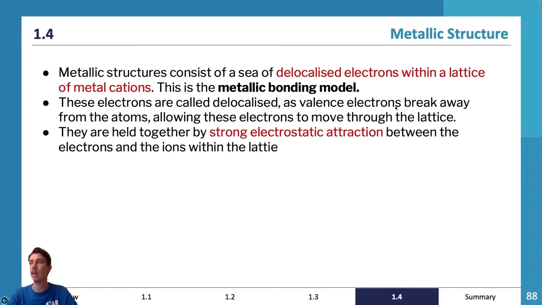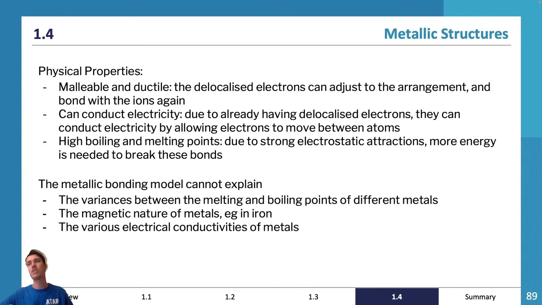They are held together by a strong electrostatic attraction between the electrons and the ions within the lattice. So physical properties: they're really malleable, they're really ductile, so they can be pulled apart, they can be smashed, and so forth. They can conduct electricity due to already having delocalized electrons, so having that charged particle allows the electricity to move throughout, and that's a really important point. They have high boiling points and high melting points, due to the strong electrostatic attraction, so more energy is needed to break these bonds.